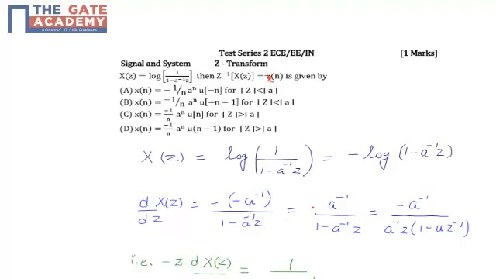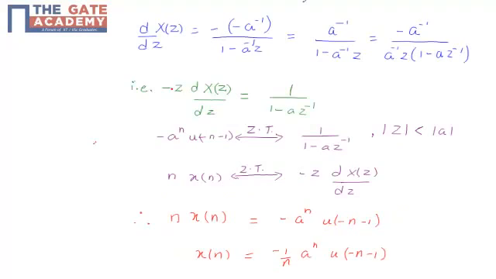Fine. So this is nothing but equal to a inverse divided by 1 minus a inverse z. If we take minus a inverse z common, what we get is minus a inverse divided by minus a inverse times z in bracket 1 minus a times z inverse. So if we cancel this and rearrange the terms, what we get is minus z times dX(z) by dz is equal to 1 by 1 minus a z inverse.